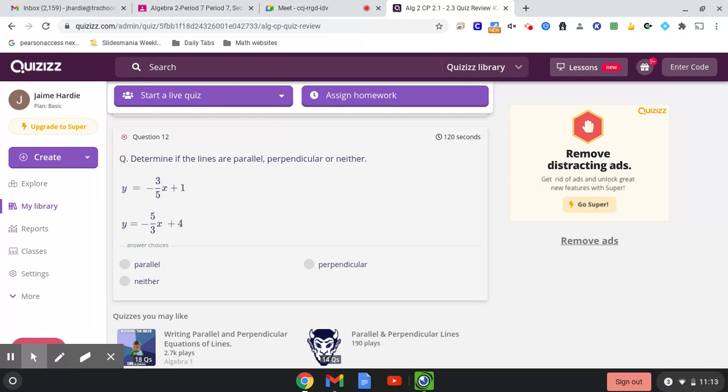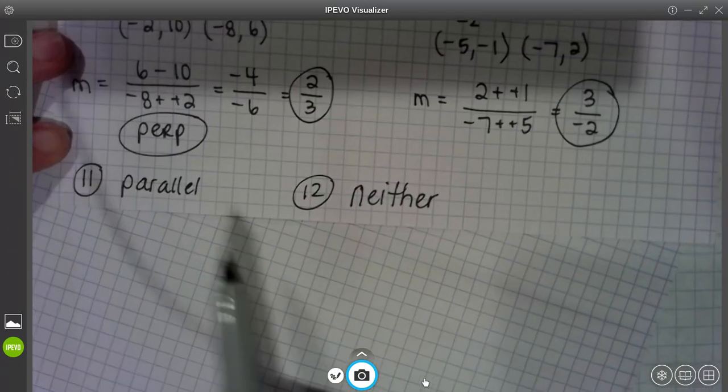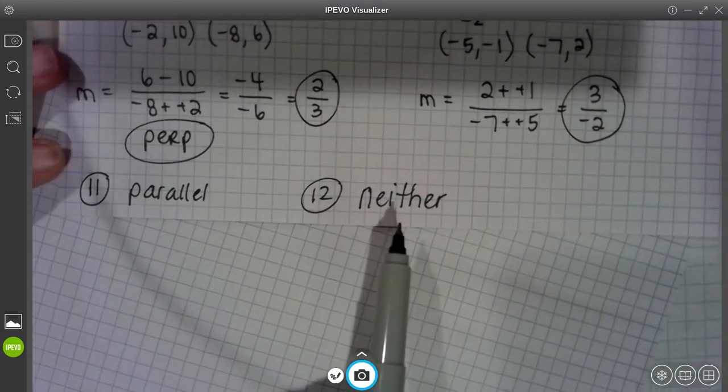All right. So now we ended up with 11 being parallel and number 12 being neither. And again, I almost wrote perpendicular. All right, so again, in case you're keeping track and want to see it, we are going to say number 11 is parallel and number 12 is neither.